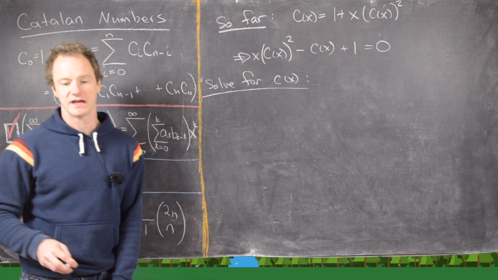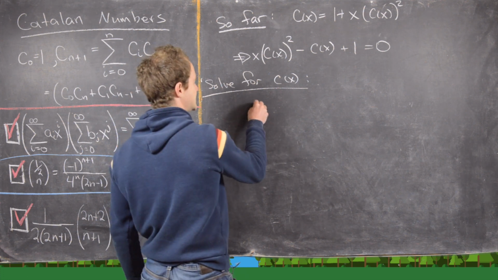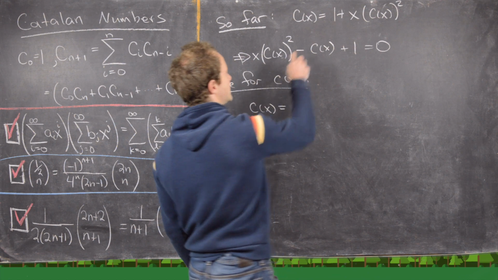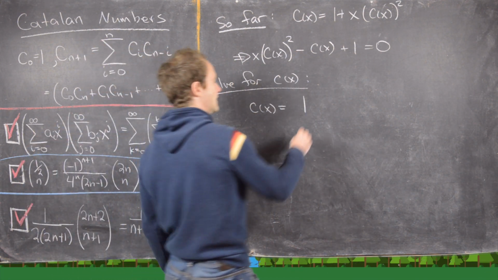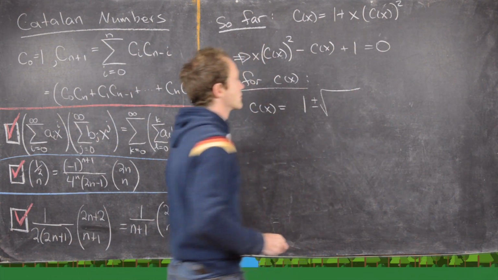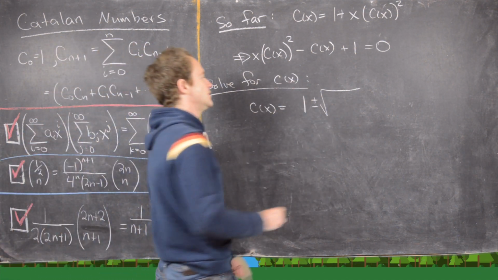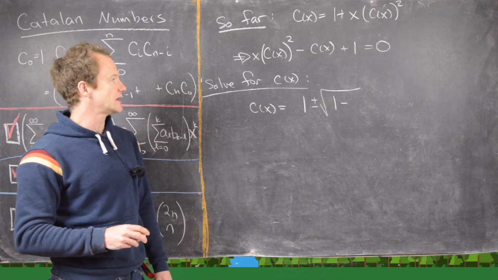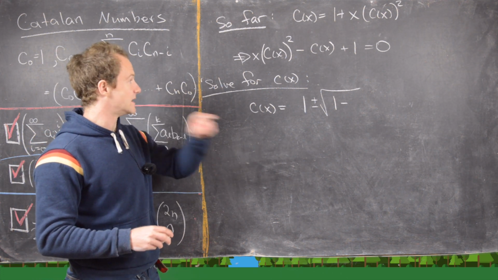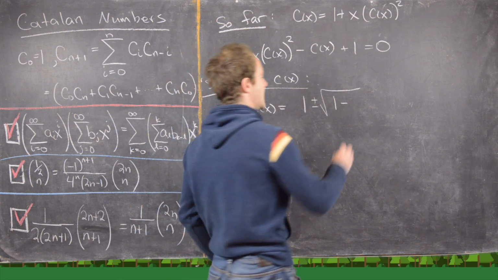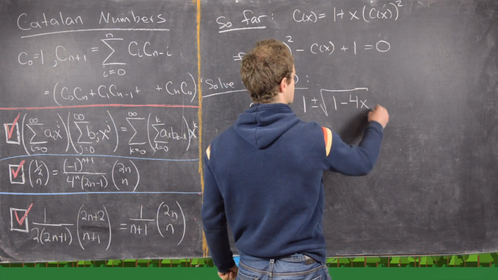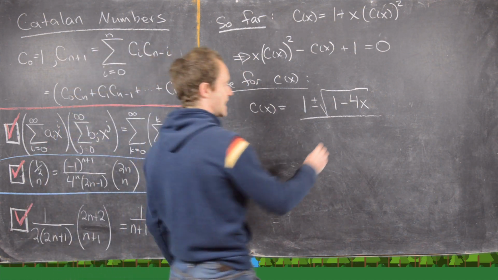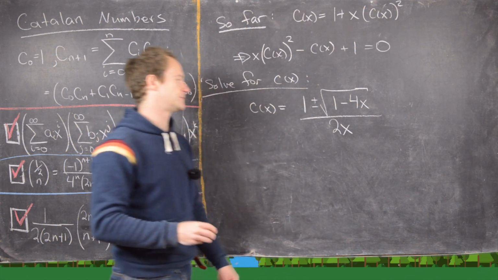And let's see what we get. So we'll get c of x equals negative b, so that's going to be 1, because b is minus 1. And then we have plus or minus the square root of b squared, so that's going to be 1, minus 4 times a times c, so that's going to be 4 times x times 1, so minus 4x, all over 2a. In this case a is x, so we get c of x equals this.